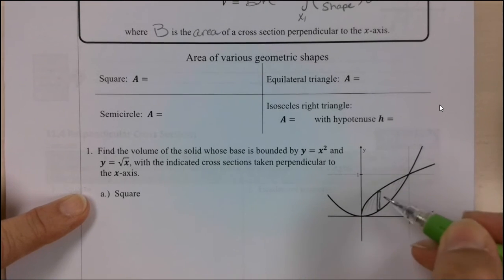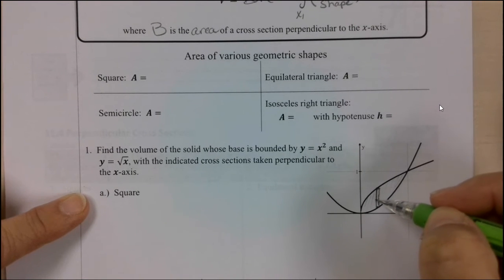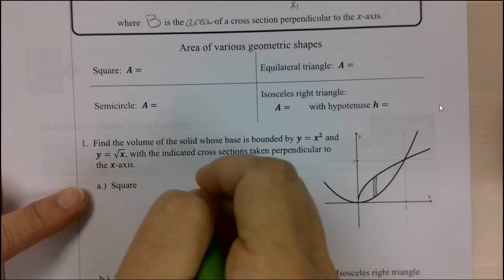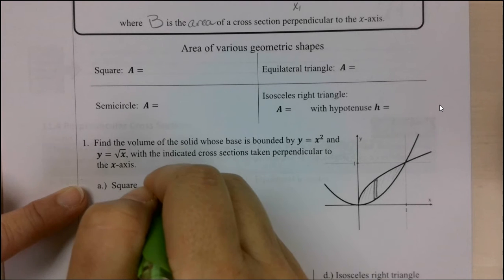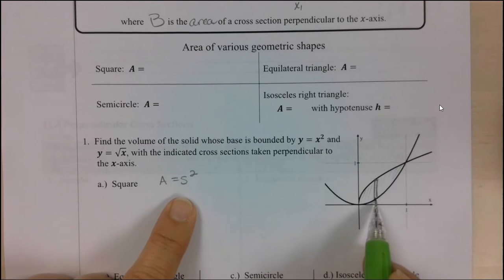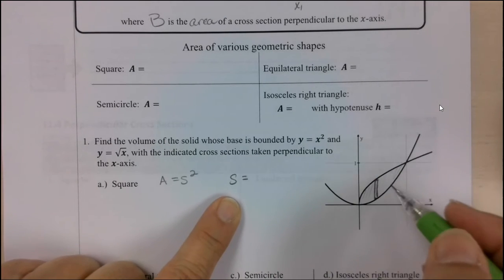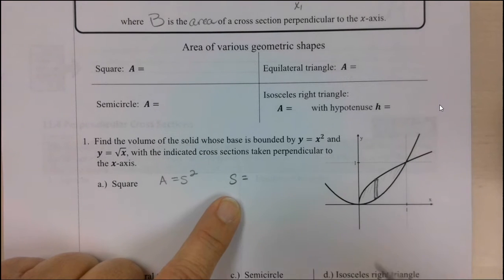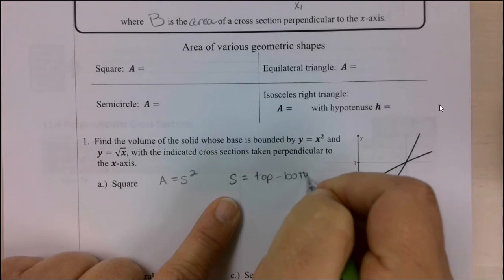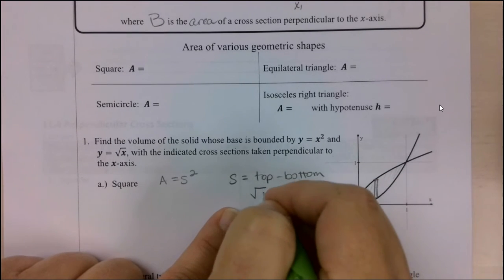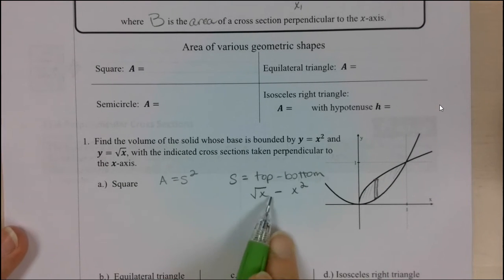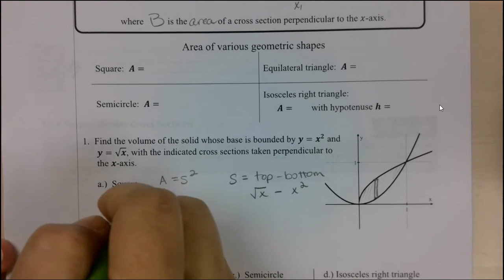And imagine there are squares coming up out of your paper. So this rectangle, which we've drawn in here, is going to be one side of those squares. If we think about a square, the area of a square is, of course, side squared. And so this rectangle is that side, and it's going to be equal to, again, just like we've been doing the whole time, top minus bottom. Our side is going to be top minus bottom, which in this case is the square root of x minus x squared. And so once we have that, then we're able to plug into our formula.